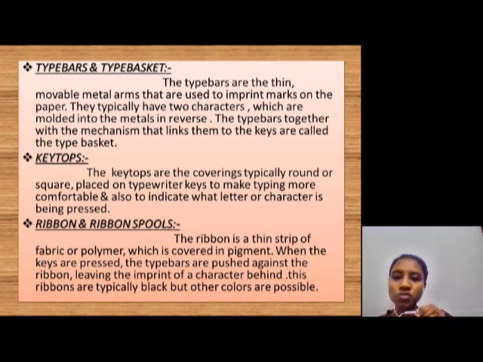Ribbon and ribbon spools. The ribbon is a thin strip of fiber or polymer which is covered by a colored pigment, basically black ink, though other colors are also possible, leaving the print of a character on the paper.